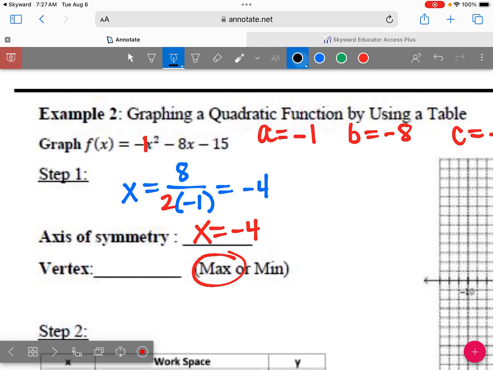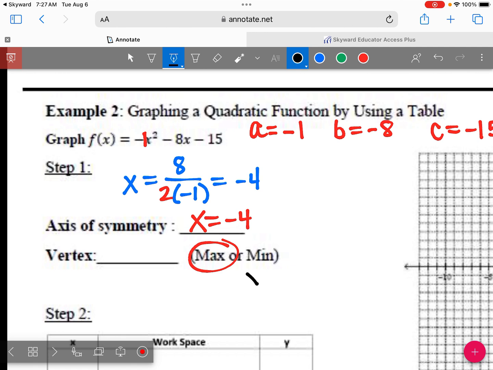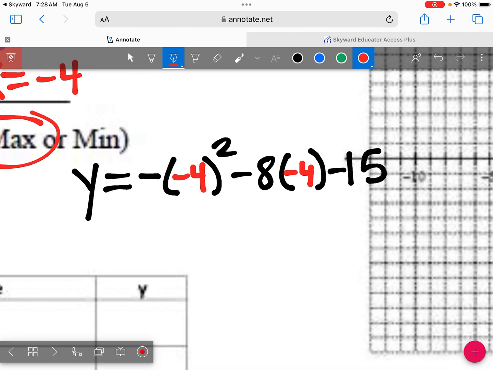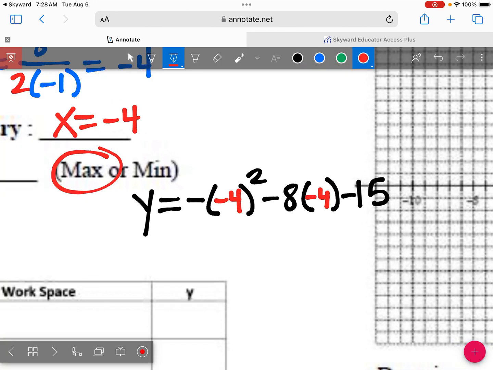Now let's find our Y value. You have to type it in just like this. Y equals, put a negative first, parentheses, squared, -8, parentheses, -15, and then type in -4. You have to put a negative in front of the parentheses. Everybody pick up your calculator. Put a negative in front of the parentheses, then create a parentheses, put -4 inside, square it, minus 8 times negative 4, minus 15.